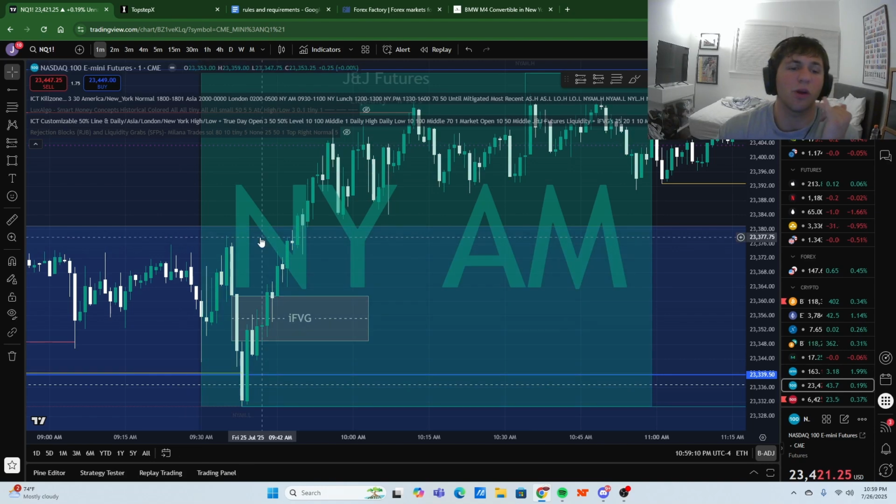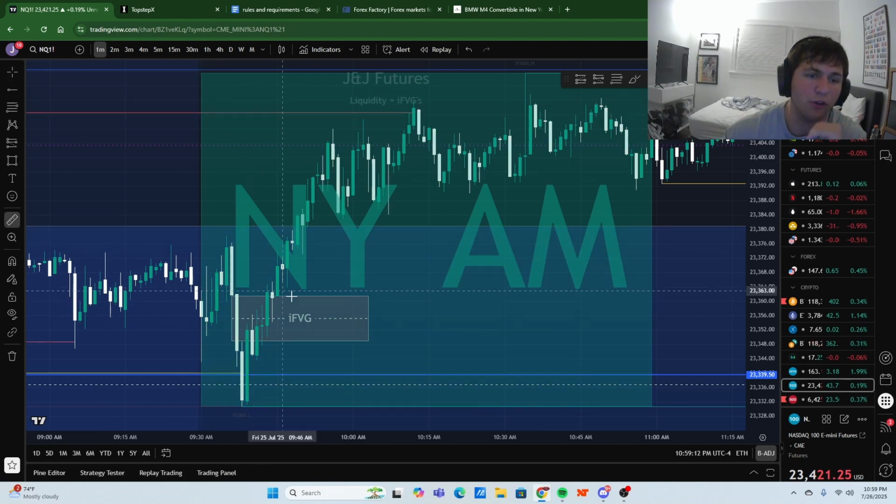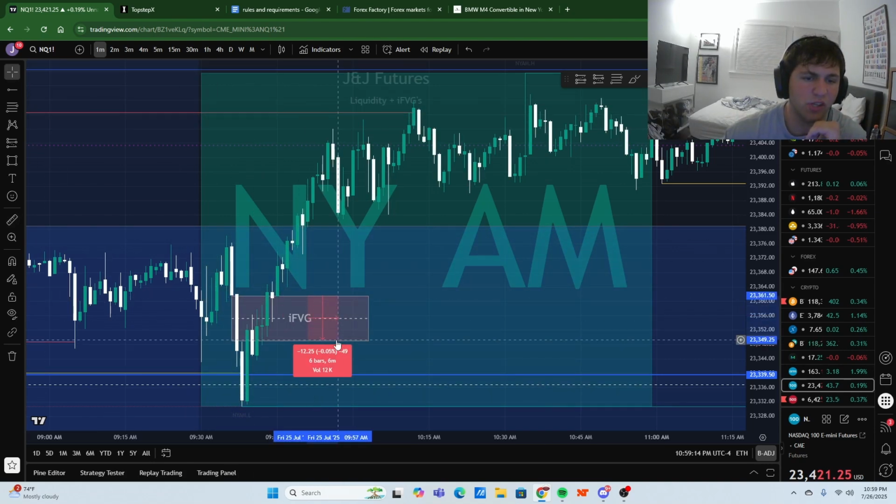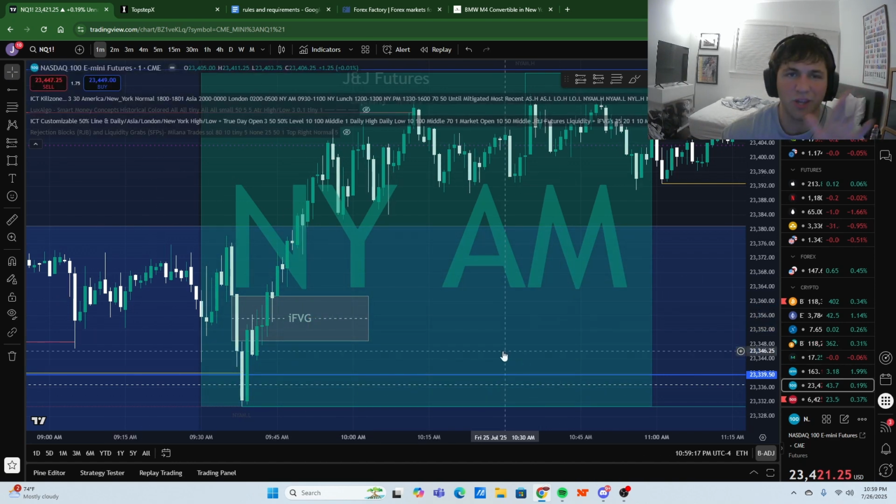I want to go in a time frame where there's one singular fair value gap, and it's a nice size. This one was 12 points. It's a great size. You want it to be anywhere from 8 to 15 points, sometimes 20, but I don't like it when it gets that big.